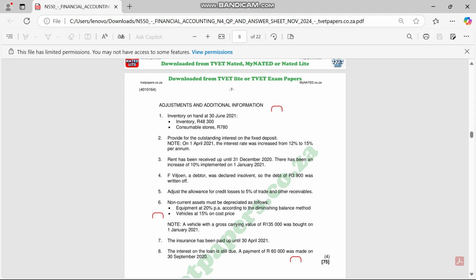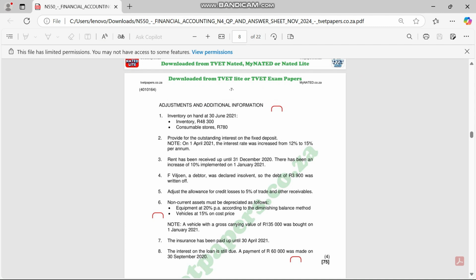So we still continue to say the interest on loan is still due. The payment was made. The payment of 60,000 was made in September 2020. So we have a shortfall on our loan first. Anyways, let's just do it fast. It was paid in September 2020.